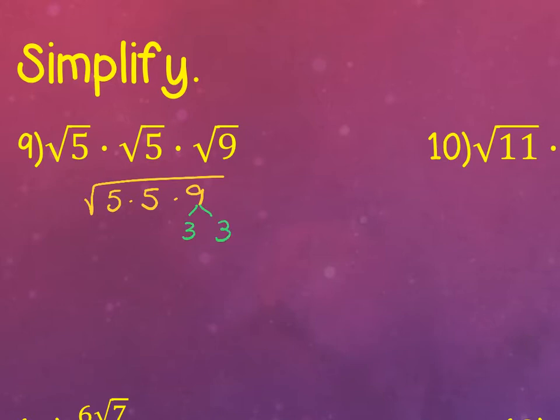Now, because it's a square root, we need 2 of those. 2 5s go to the outside of the square root. 2 3s go to the outside of the square root. I multiply that together, and I get just square root 5. Or sorry, just 15. So if I had multiplied them all out, I would have gotten square root 225, which is 15. But obviously, you're dealing with bigger numbers, okay? It's easier to keep them broken down.